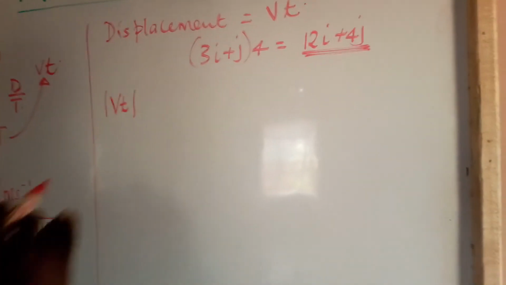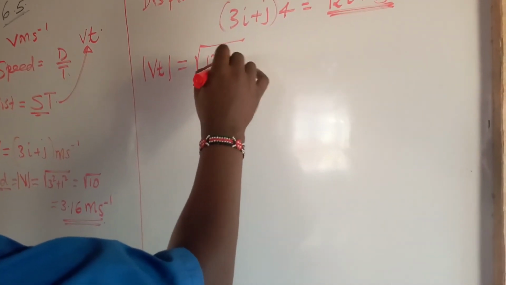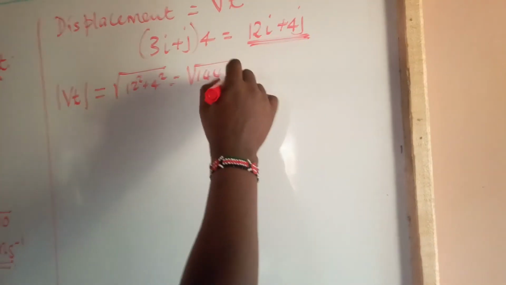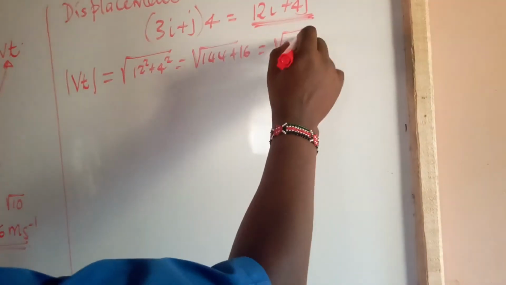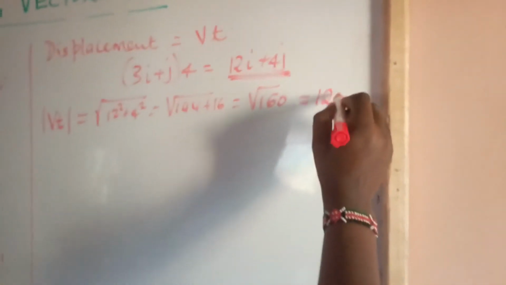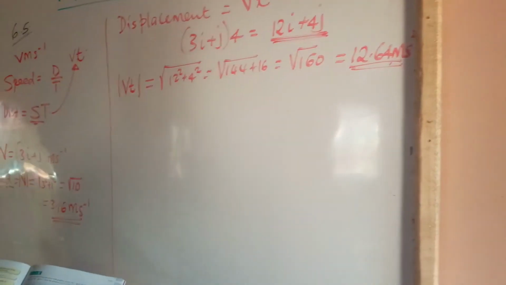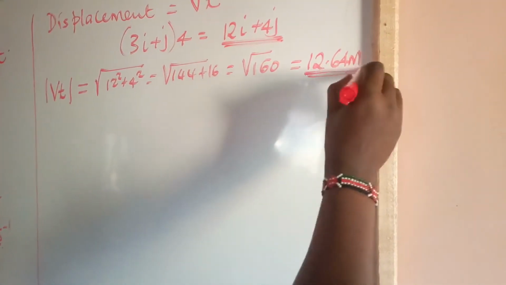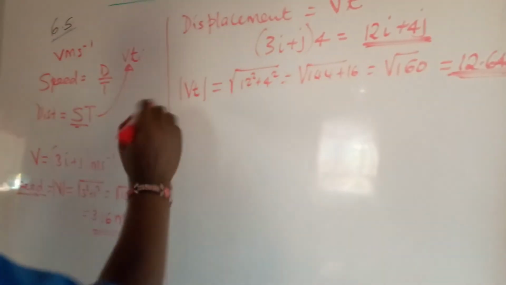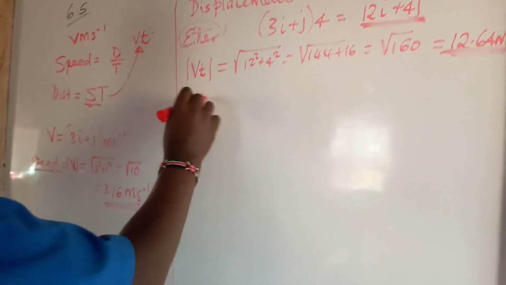Now we need to get the distance covered. We're going to have the root of 12 squared plus 4 squared, which is the root of 144 plus 16, which is the root of 160, giving us 12.64. Of course, it's not per second, it's just meters, because we are talking about the distance covered. 12.64 meters.